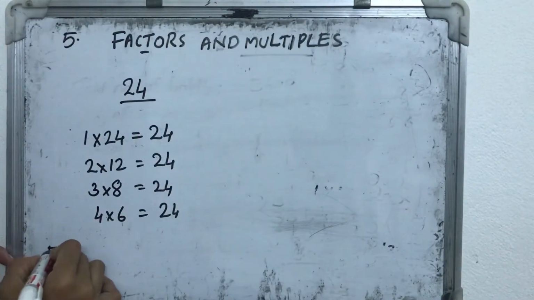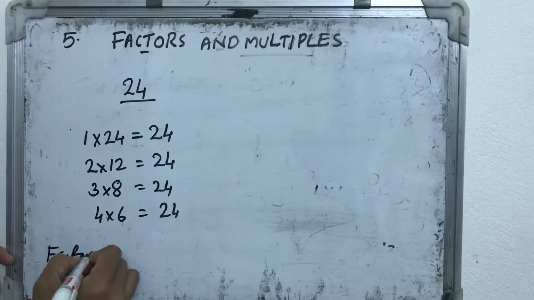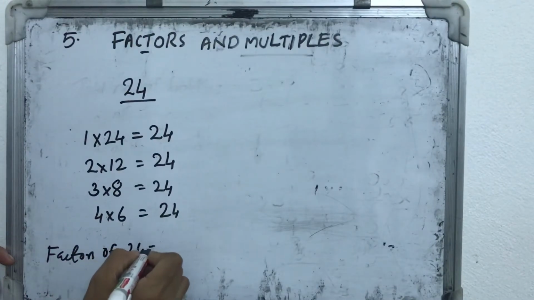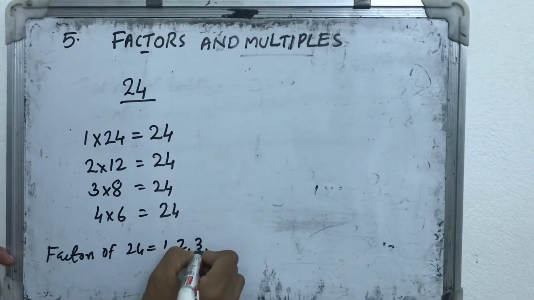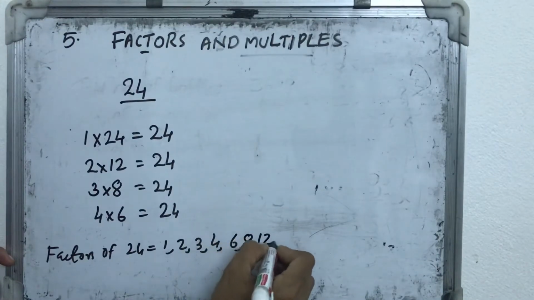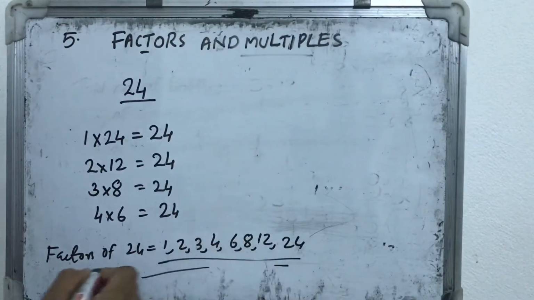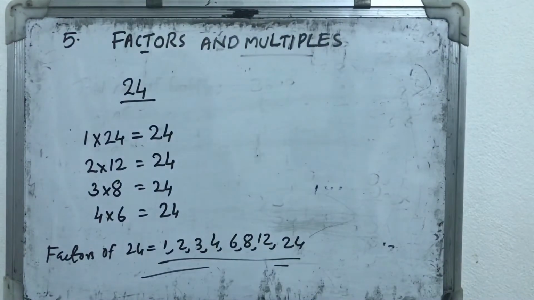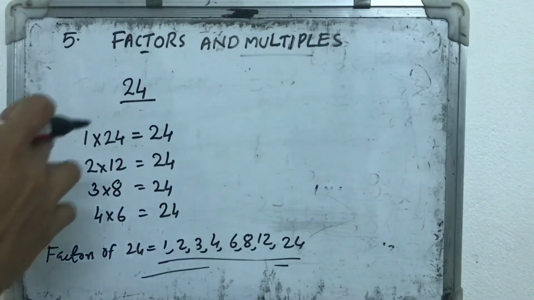So what are the factors of 24? Factors of 24 equal 1, 2, 3, 4, 6, 8, 12, 24. This many factors are there. Now we can express this as multiplication families. The same concept we can represent as multiplication stories. So how can we draw the multiplication story of 24?